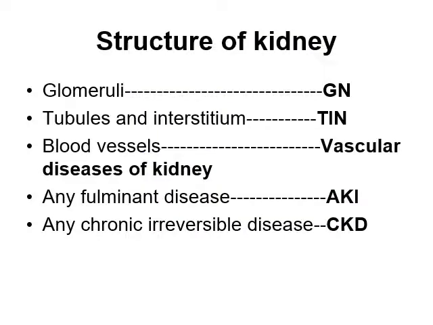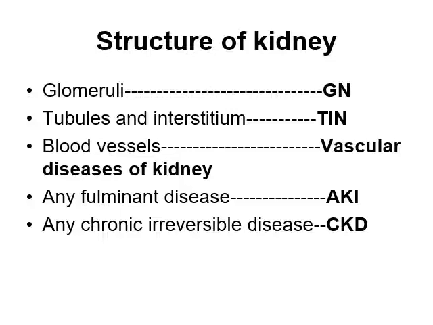What are these tissues? We have the glomeruli, and when there is inflammation of these glomeruli, there will be glomerulonephritis. When there is affection of the renal tubules, commonly they are associated with the interstitium, because the tubules and the interstitium are very close to each other. So any affection to one will affect the other. When there is a disease of those two structures, we have tubulointerstitial nephritis.